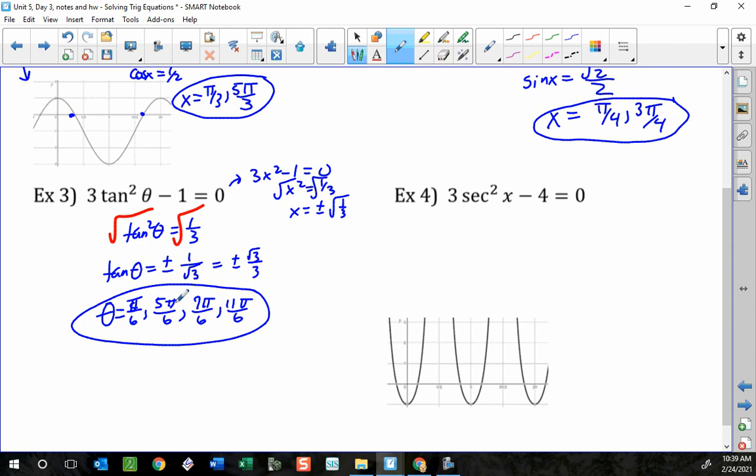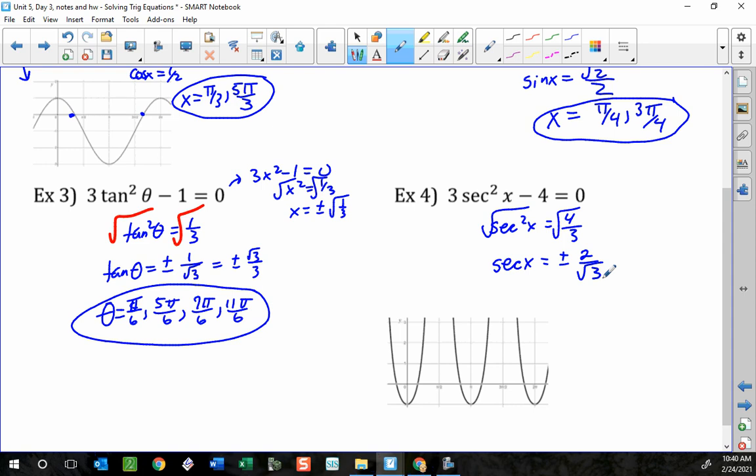All right, number 4, 3 secant squared minus 4 equals 0. Again, this is kind of like the last one. I'm going to move the 4 over, divide by 3, so I get secant squared equals 4/3. I'm going to take the square root of both sides, so I get secant equals plus or minus, the square root of 4 is 2, and on the bottom is radical 3. Now I'm not going to rationalize this yet because I don't like that secant.